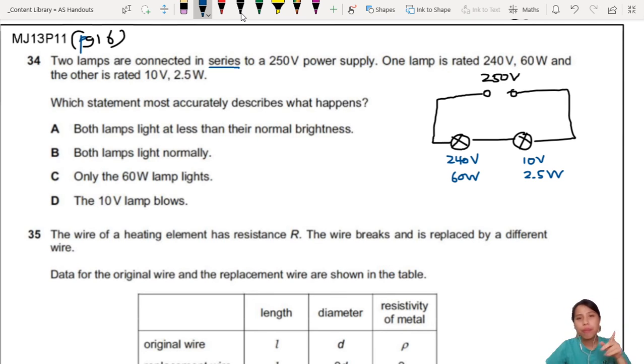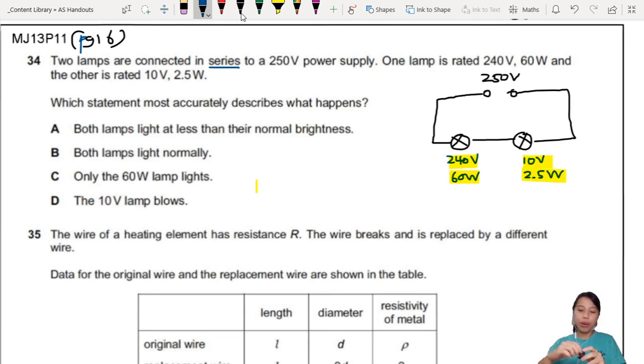light bulbs. Firstly, the question is, what is this rating? 240, 60 watt, 10 volt, 2.5 watt. What does that mean? Well, that means this first bulb here, if you give it 240 volts, it will give out 60 watt of power. 60 watt power means what? Okay. Pause there a bit.